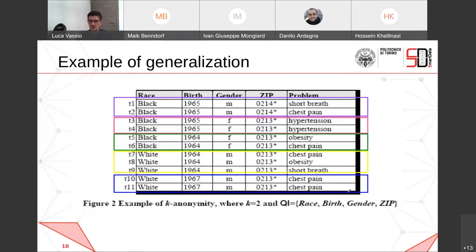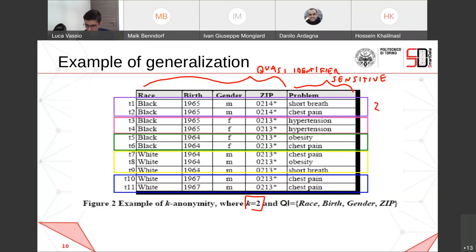So let's see an example of generalization. This table, that actually was taken from one of the original papers, is K-anonymous with K equal to two. So in this table, we have 4 quasi-identifiers and 1 sensitive attribute. And so if we check, for every combination of quasi-identifiers, there are always at least two rows. In this case two, two, two, three, in this case two. And how was the generalization made? Well, the birth date just kept the age, and the zip was just limited to the four-digit zip code.